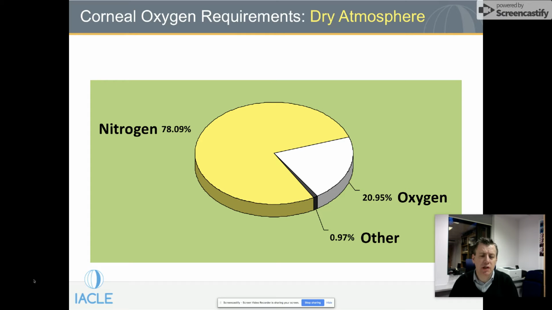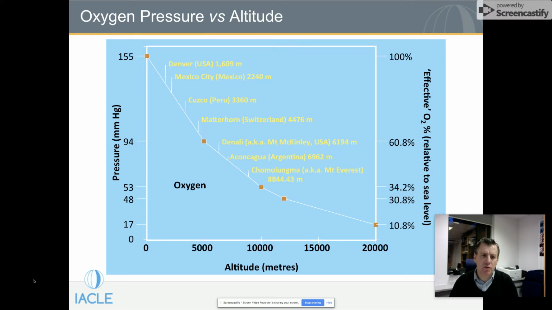We do know, of course, that the atmosphere contains something like 21% oxygen, with the bulk of the rest of atmospheric gases nitrogen. The amount of partial pressure, which is the best way to describe oxygen at the corneal surface, will vary by altitude. So here in Manchester at sea level, the partial pressure of oxygen is 155 millimeters of mercury, but this varies. Our colleagues in Denver or Mexico City or La Paz, Bolivia, have patients who have partial pressures of oxygen rather lower than this value.